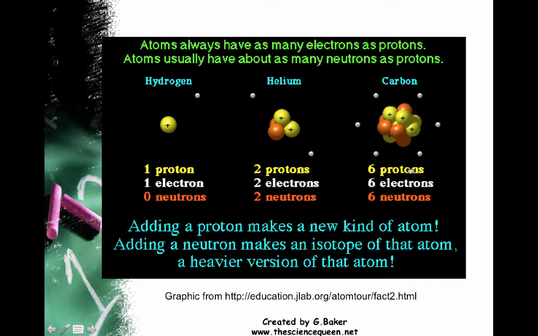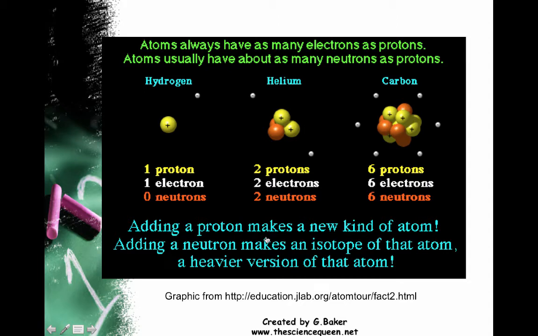They usually have almost the same number of neutrons as protons, but not always. At carbon, you'll notice that it's 6, 6, 6. Helium, we've got 2 neutrons, 2 electrons, 2 protons. Hydrogen is different. It has no neutrons. And the further we get down in the periodic table, this neutron number is going to change drastically, and there'll be a gap between the number of protons and the number of neutrons.